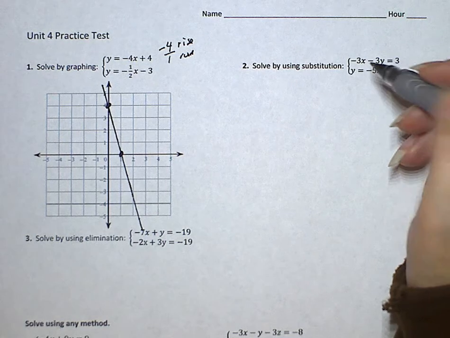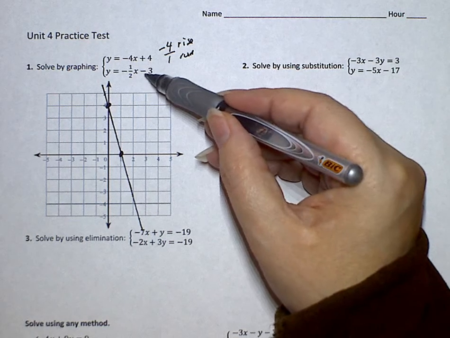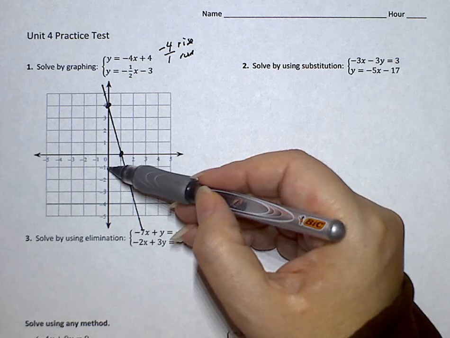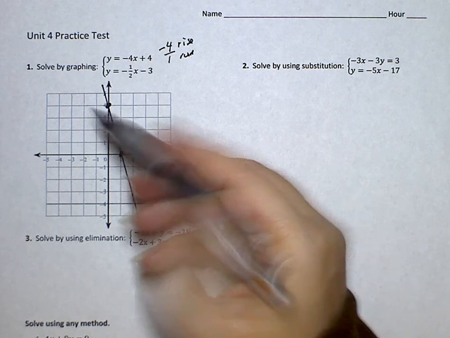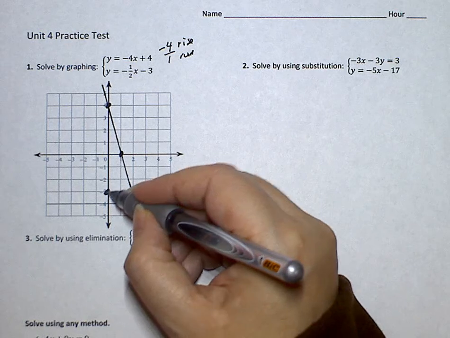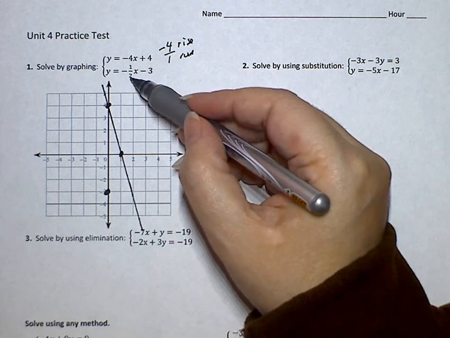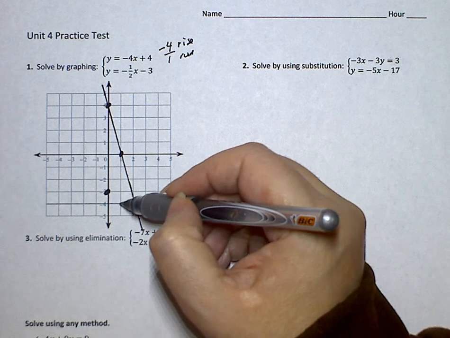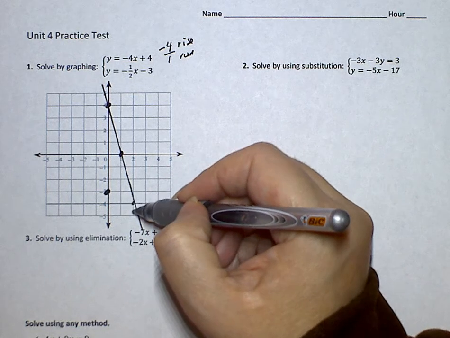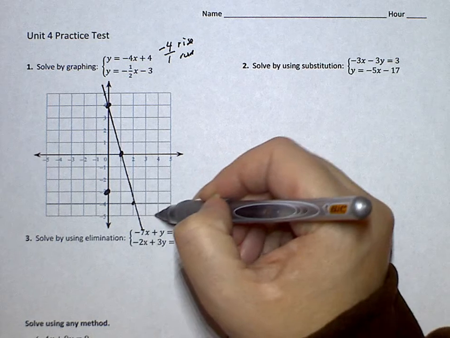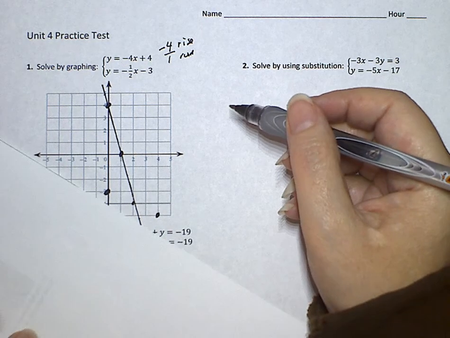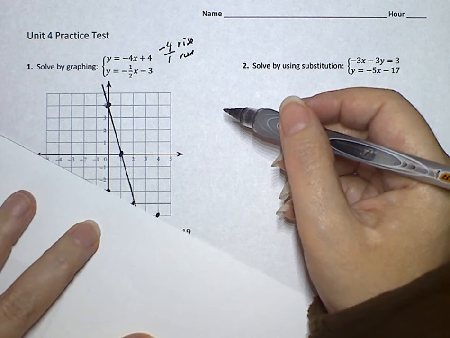Alright, so now the next one, it says negative 3 is my y-intercept. So I'm going to start at negative 3, 1, 2, 3, put a dot. My slope is negative 1 over 2, so I'm going to go down 1, run 2. Down 1, run 2. So I'm going to go like this. Connect those dots.